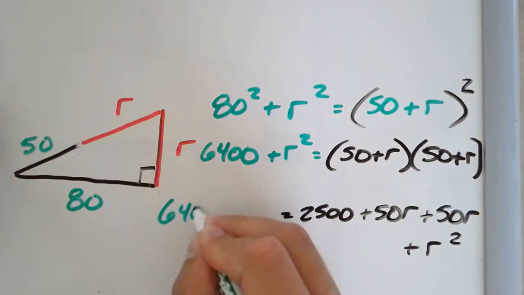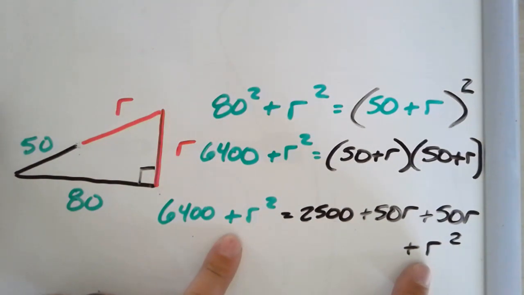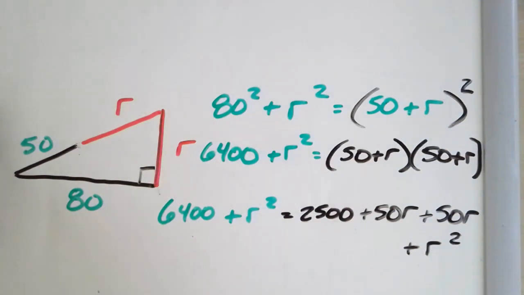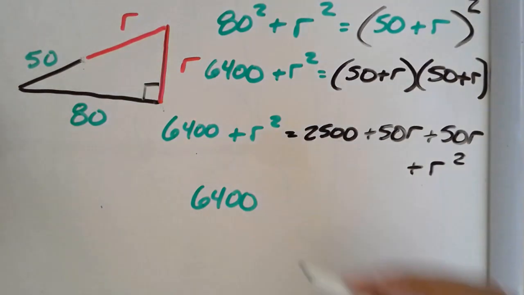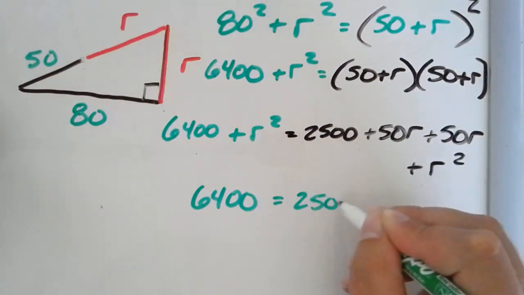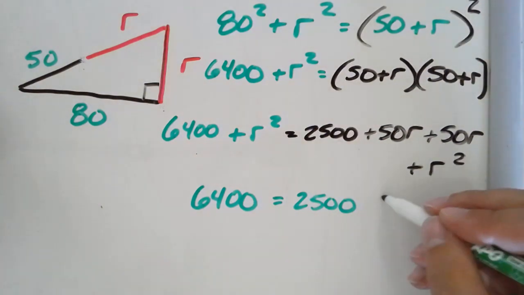On the left-hand side, I still have 6,400 plus r squared. And this is actually no different than something you saw in first semester with polynomial addition. Combine like terms. Let's look at those r squareds. If I want to combine them together, subtract this r squared from the right-hand side, we're actually going to get the r squareds to cancel. So once I do that, I just get 6,400 on the left-hand side. On the right-hand side, I still have 2,500. I'll be able to combine those. Let me go ahead and combine these r's. 50r plus 50r gives me 100r.